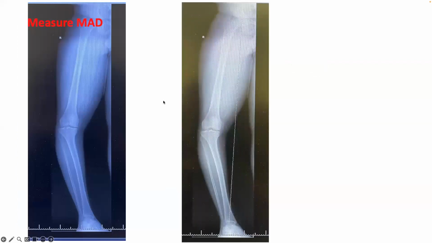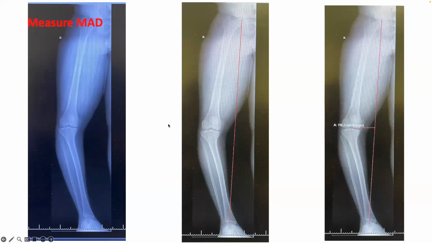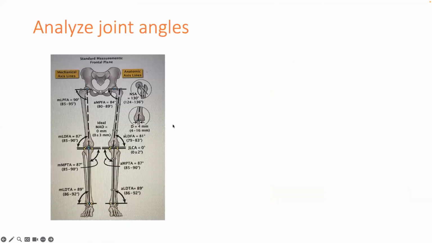So starting with the mechanical axis deviation, we can see that the mechanical axis of the limb is medial to the joint line, and measuring it, it's quite a bit, about 11.5 centimeters. So overall, we have a varus deformity.